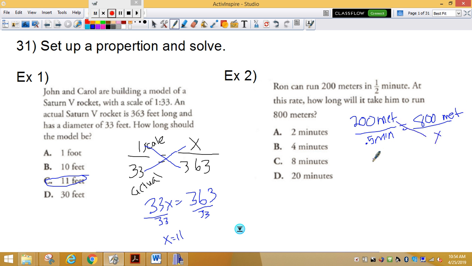So cross multiply. 200 times x is 200x. 0.5 times 800 is 400. Then I would divide both sides by 200. And 400 divided by 200 is 2. So how long did it take him? 2 minutes.